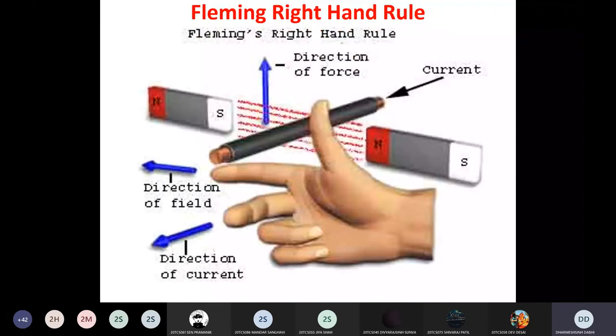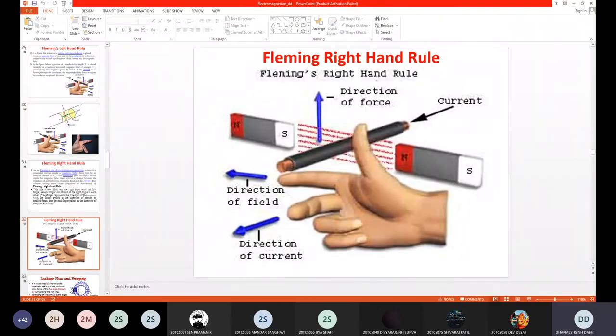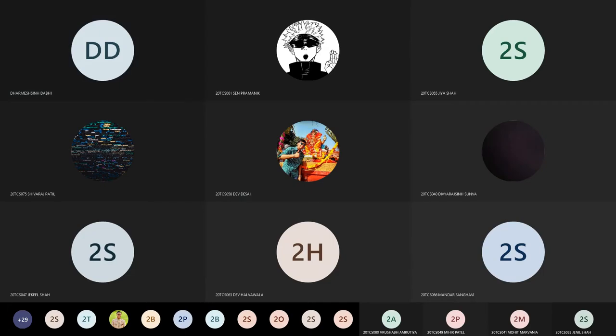So you can see that graphically here. For the N and S pole, the direction is from N to S. This shows the direction of the field. The first finger shows the field, the middle finger the direction of current, and the thumb indicates the direction of force or motion. Clear? So let's see it in a graphical way also. In one of the videos, you can see this graphical representation.